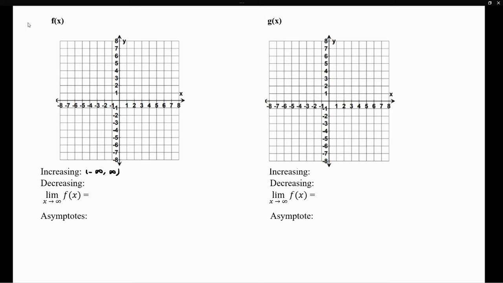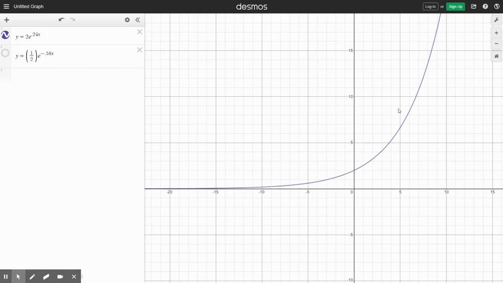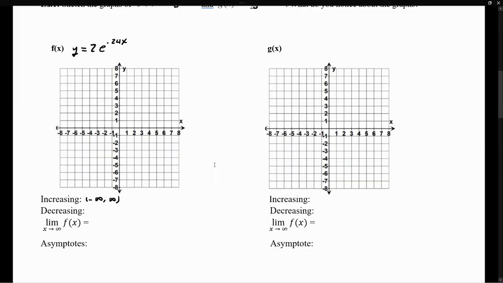It is always increasing. And again, f of x right now refers to the function 2 e to the 0.24x, and the graph is the one that we're looking at right here. So if it's always increasing, where is it decreasing? Well, it is never decreasing, because if it's always increasing, then it doesn't make sense to say that it decreased anywhere. There is no interval where the function will decrease in value.